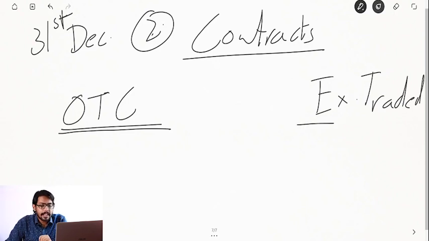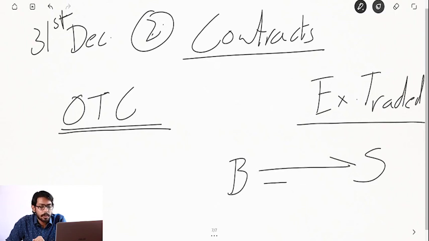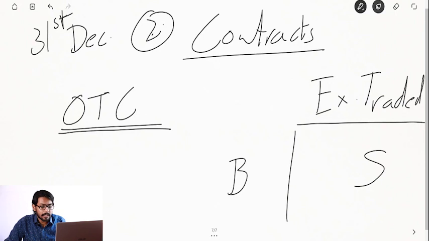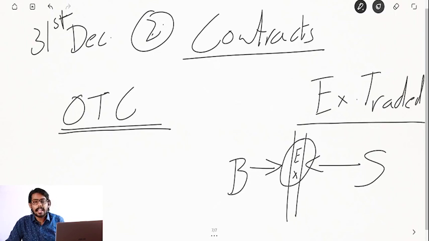The other is an exchange-traded contract. In exchange-traded, you are a buyer and there is a seller. You people don't meet. Instead, there is a fellow in between called the exchange. So the buyer and the seller don't meet. Instead, they only interact with the exchange.